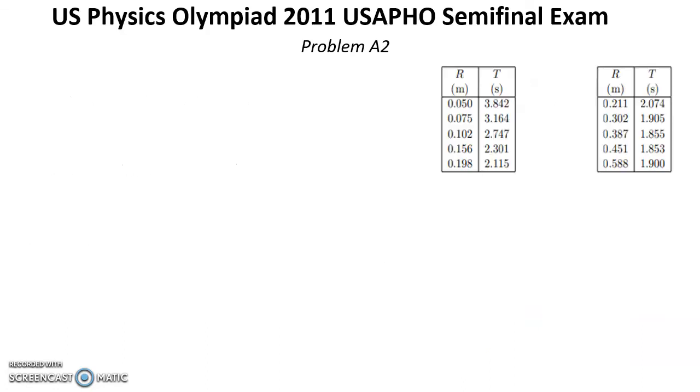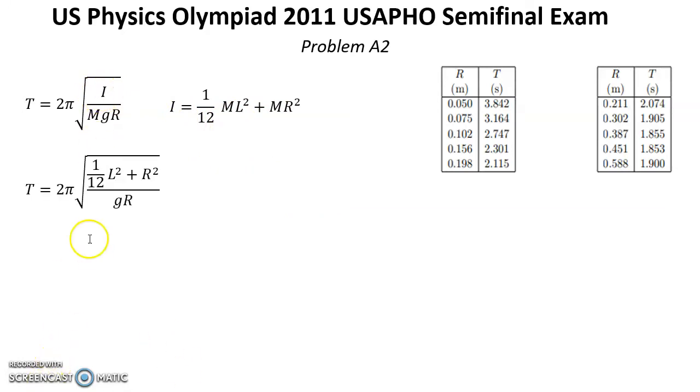Solution. We can use a formula for the period of a physical pendulum. This one: period equals pi multiplied by the square root of moment of inertia divided by mgr. The moment of inertia for the physical pendulum, using the parallel axis theorem, equals this expression. Now we can insert this expression into this formula and find the expression for the period.